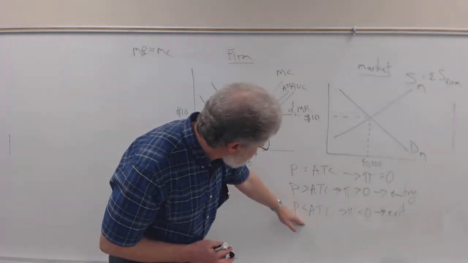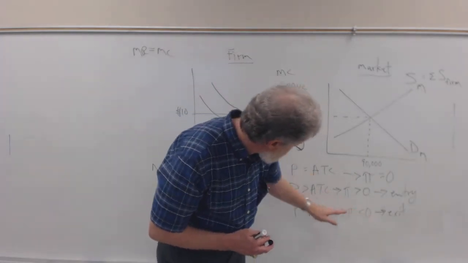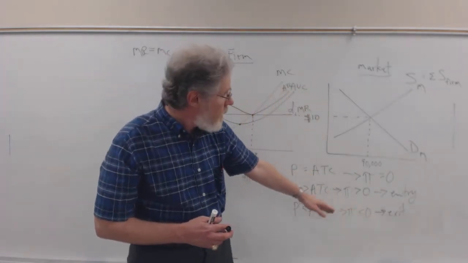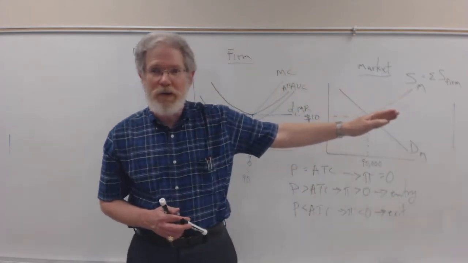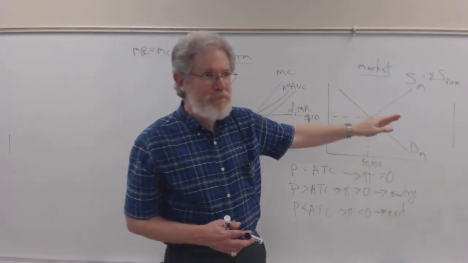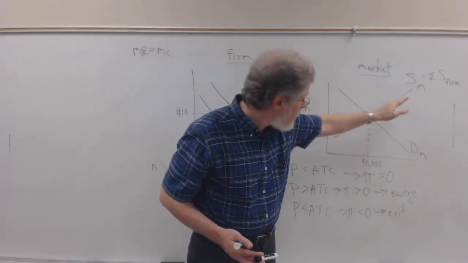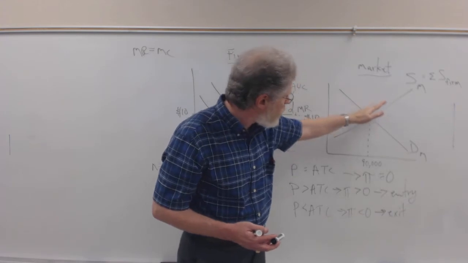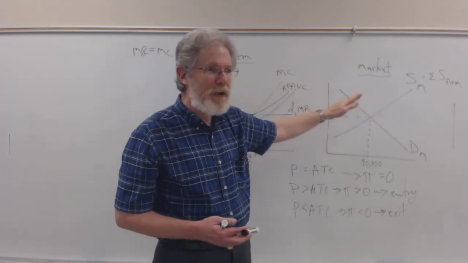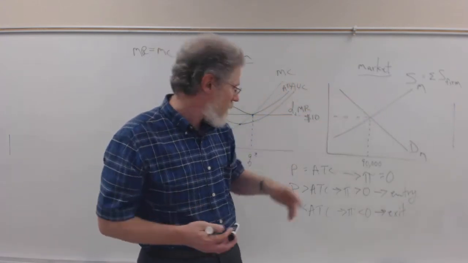If they're losing money, as they have here, when price is below ATC, firms are going to leave. When firms leave, what happens to market supply? If you've got fewer firms, you're going to get less output, so it decreases. When this supply curve shifts to the left, what happens to the price? It goes up.